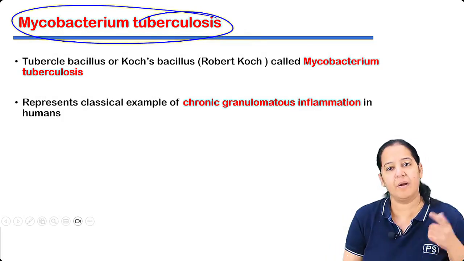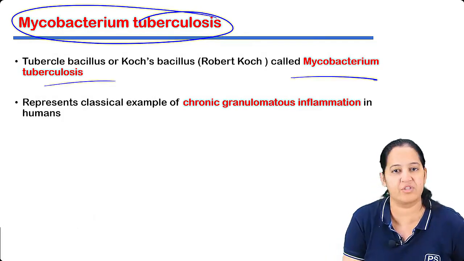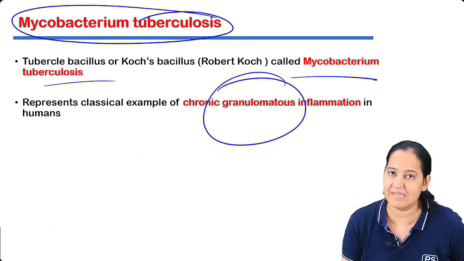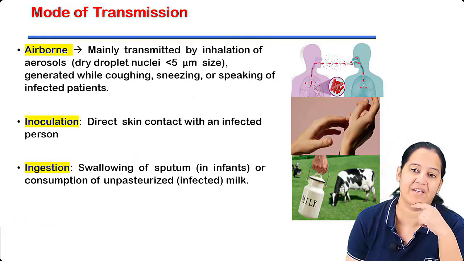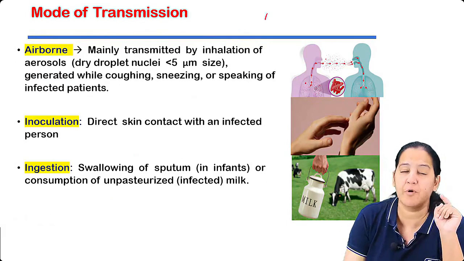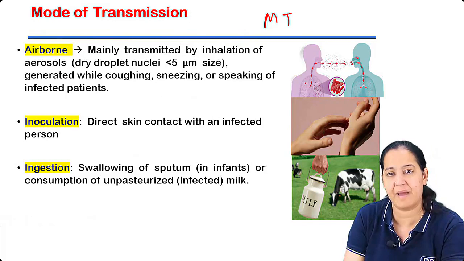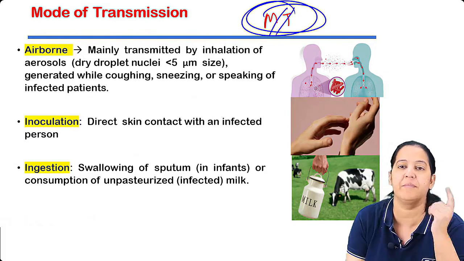Mycobacterium tuberculosis is the most common bacteria which cause TB. TB is a granulomatous disease in which granulomas are formed. You will also study this in pathology under chronic inflammation. What is the route of entry? How does the bacteria enter the human body? I'm talking about mycobacterium TB. How does it enter?